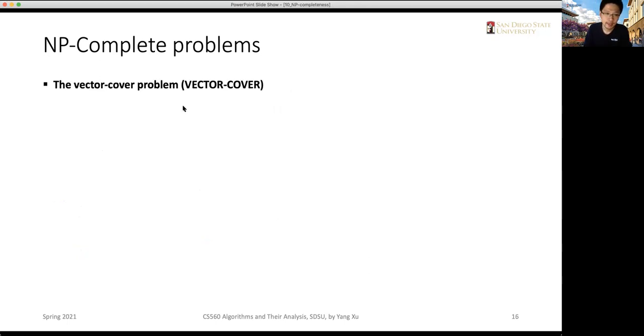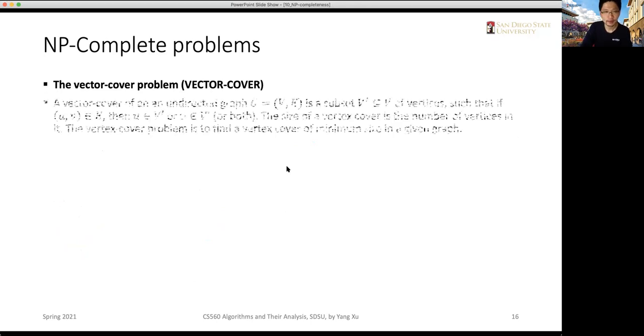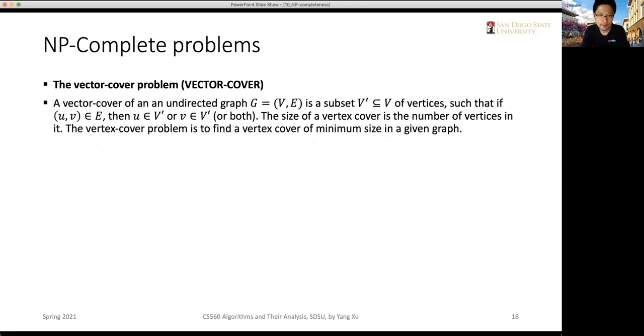And the second example is called vertex cover. This time it's also a subset of the vertices of an undirected graph.